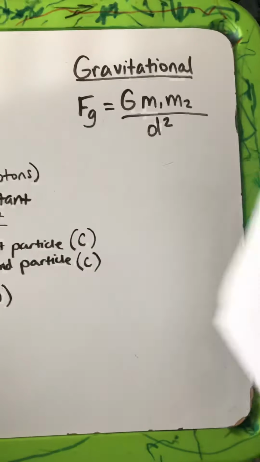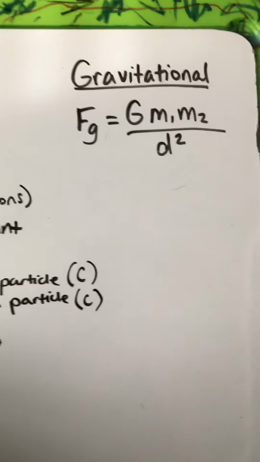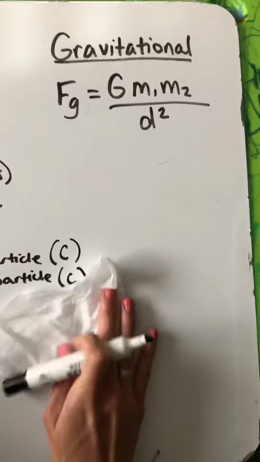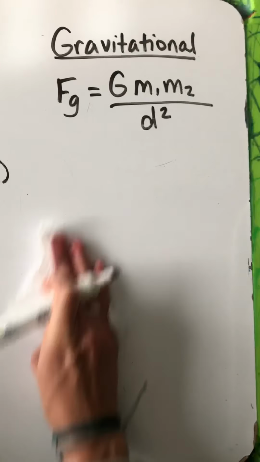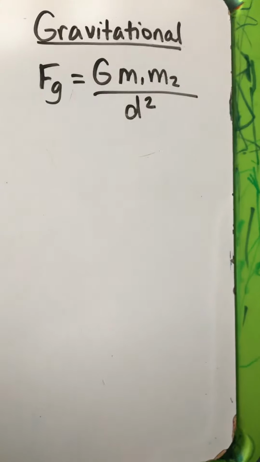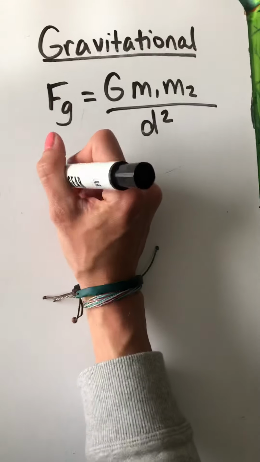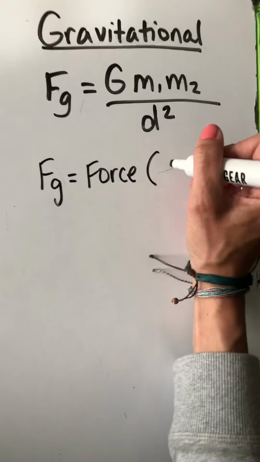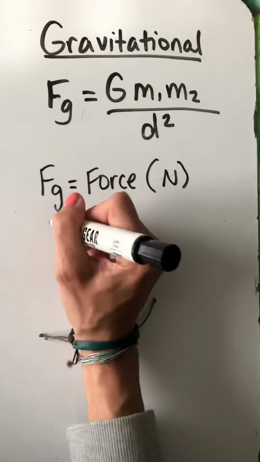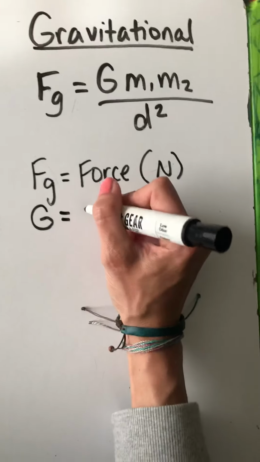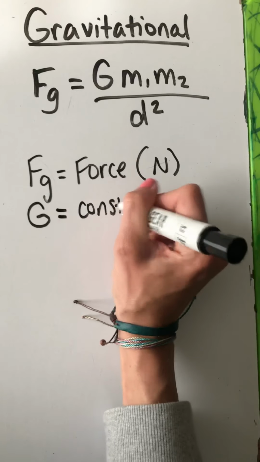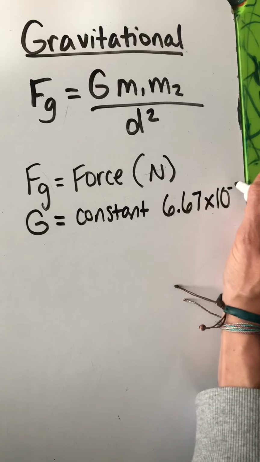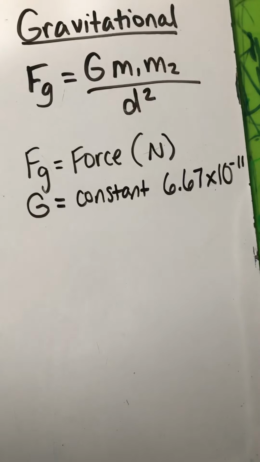And then you also have the gravitational force that was discussed in that video. Let me erase this part so I can write the rest. The gravitational formula is the force due to gravity, so that's Fg. That's another force, and we always measure forces in newtons. G is another constant, the gravitational constant, and that is 6.67 times 10 to the negative 11th. That's the constant number you would use for that one.